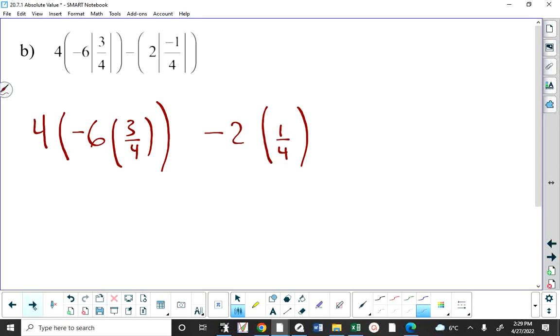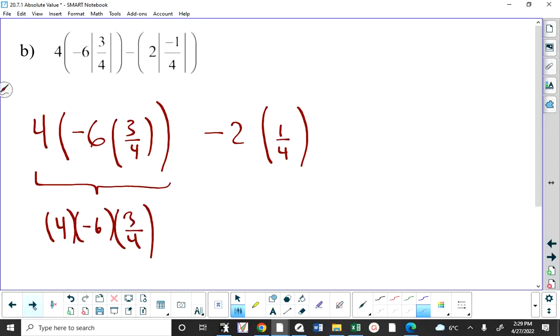And by the way, this up here is just 4 times -6 times 3/4, right? We don't need brackets embedded within brackets. And this 4 cancels with the 4 underneath the 3 to give -6 times 3, which is -18.